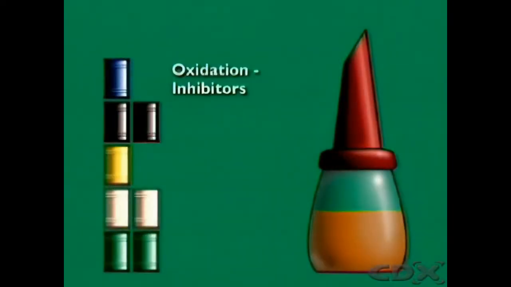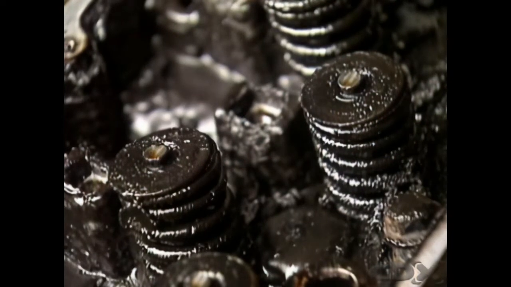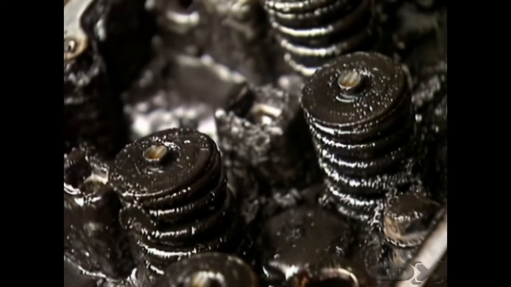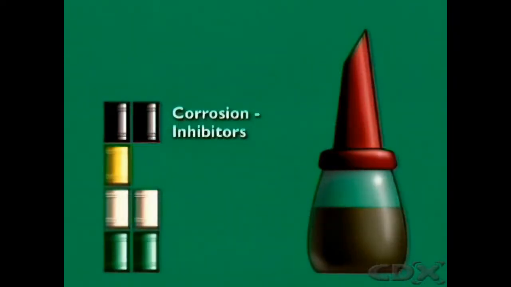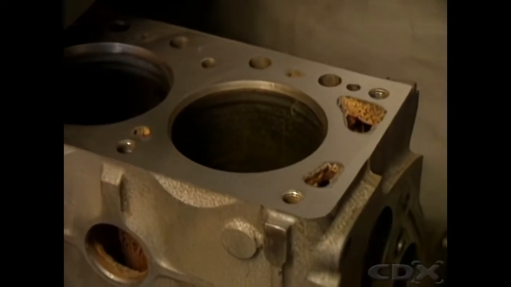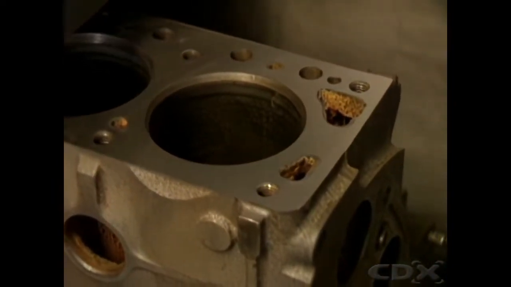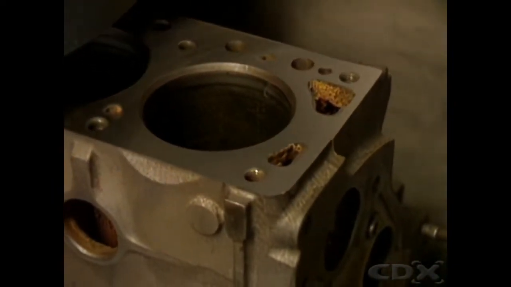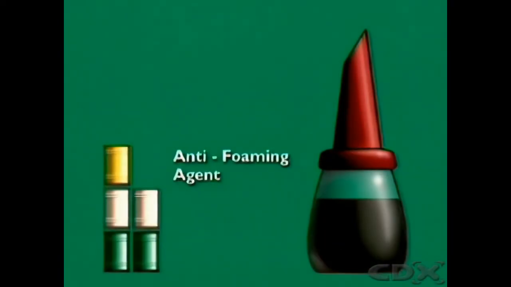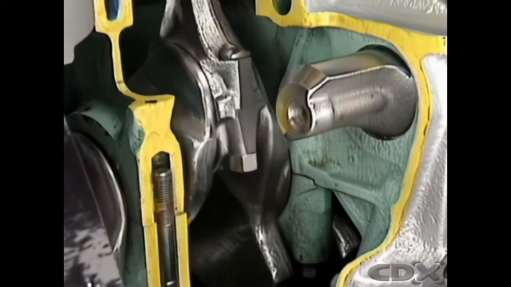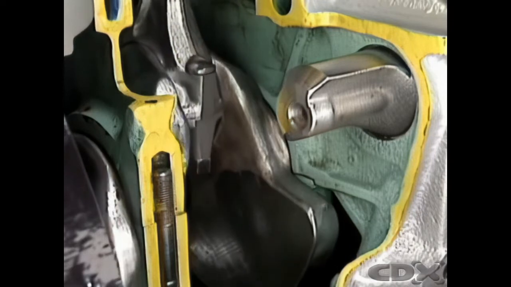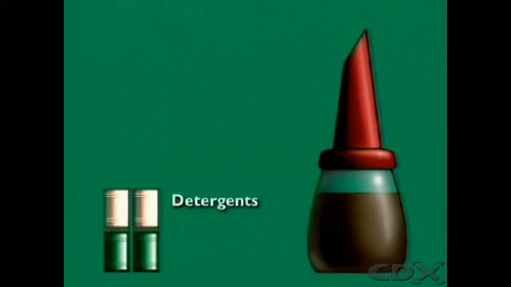Oxidation inhibitors stop very hot oil combining with oxygen in air to produce a sticky material like tar that clogs galleries. Corrosion inhibitors help stop acids forming that cause corrosion, especially of bearing surfaces. Anti-foaming agents reduce the effect of oil churning in the crankcase and minimize foaming.